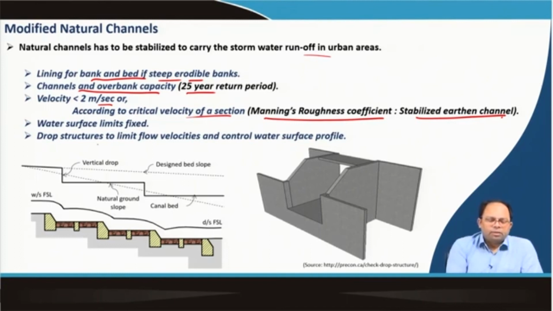And so, regarding water surface limits, in case there is a lot of drop and the slope is too high, then we can actually reduce that particular drop. So, how can we do that? For that we can use drop structures to limit flow velocities and control the water surface profile, so that it matches the hydraulic gradient as much as possible. So, this is how it is done.